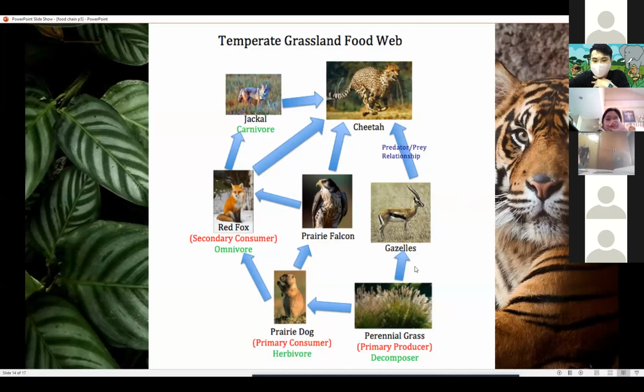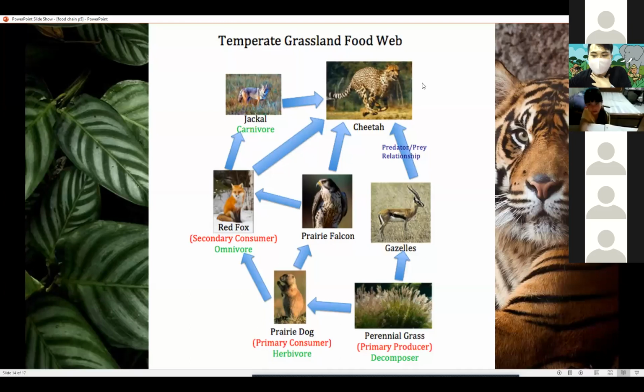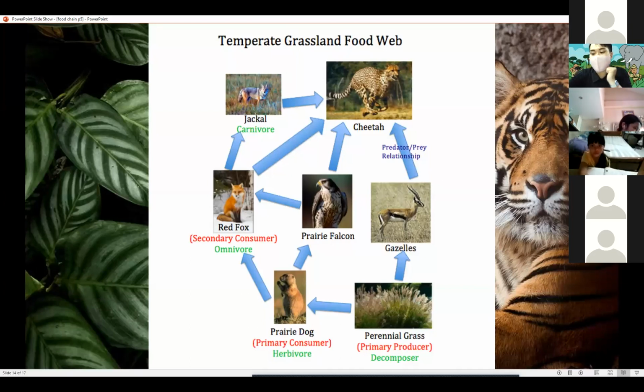Okay. Same also here in the grassland food web. Cheetah is what? Cheetah is the primary, secondary, tertiary, or the alpha? What is the cheetah here? Primary, secondary, tertiary, or alpha? Tertiary. Are you sure? Alpha. Alpha, because alpha is on top. Okay.